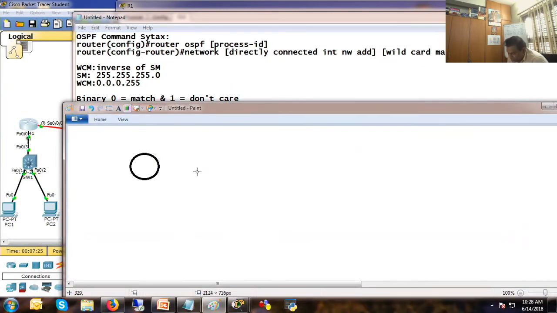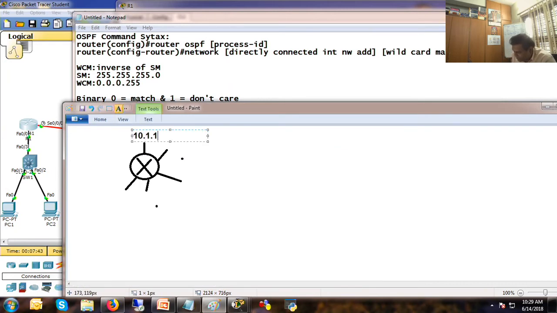I'll make a small scenario so you will understand this. What is wildcard mask? Okay. One, 2, 3, 4, 5. Now the first one is 10.1.1.0/24. This is not 0, it has to be 1. This is the IP address, na? Network address is not 0.